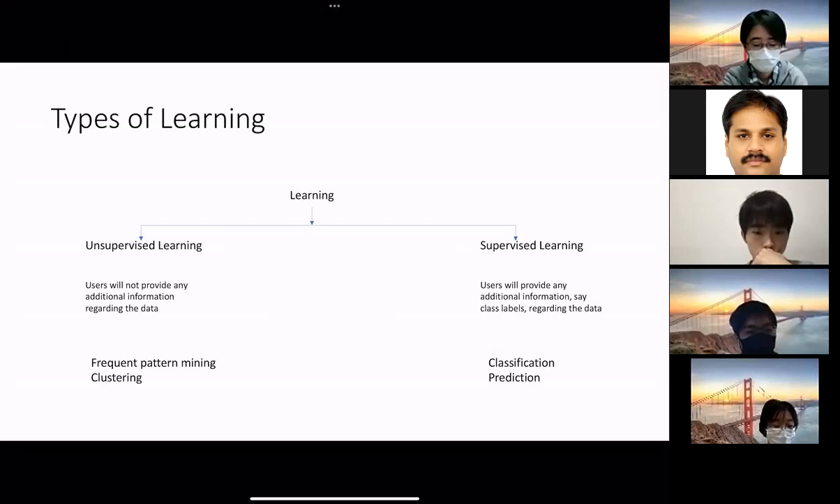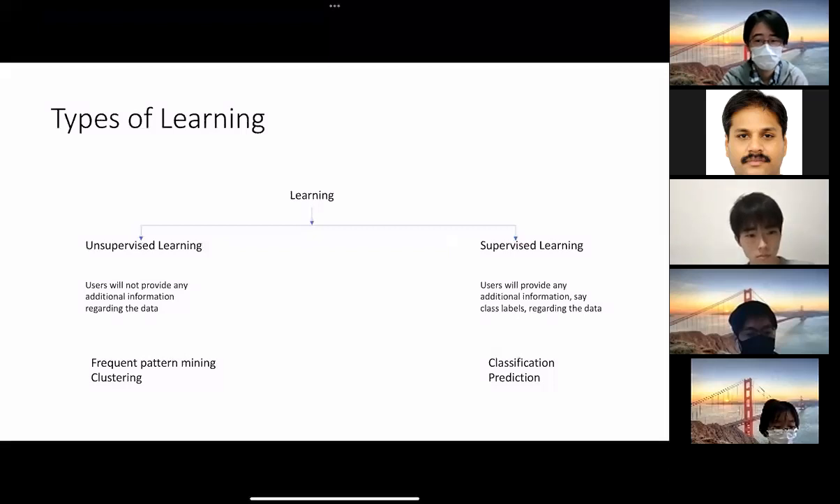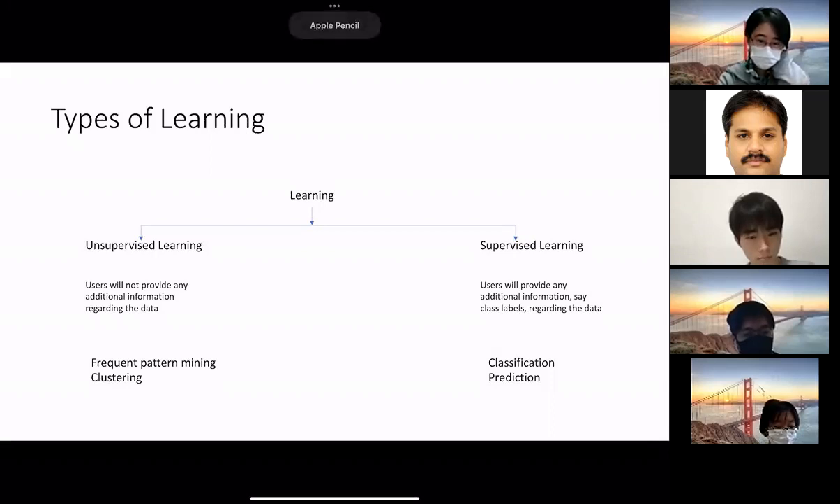In unsupervised learning, we have frequent pattern mining and clustering. In supervised learning, we have classification and prediction. Without understanding classification, it is difficult to know what is supervised learning. So we start with classification.